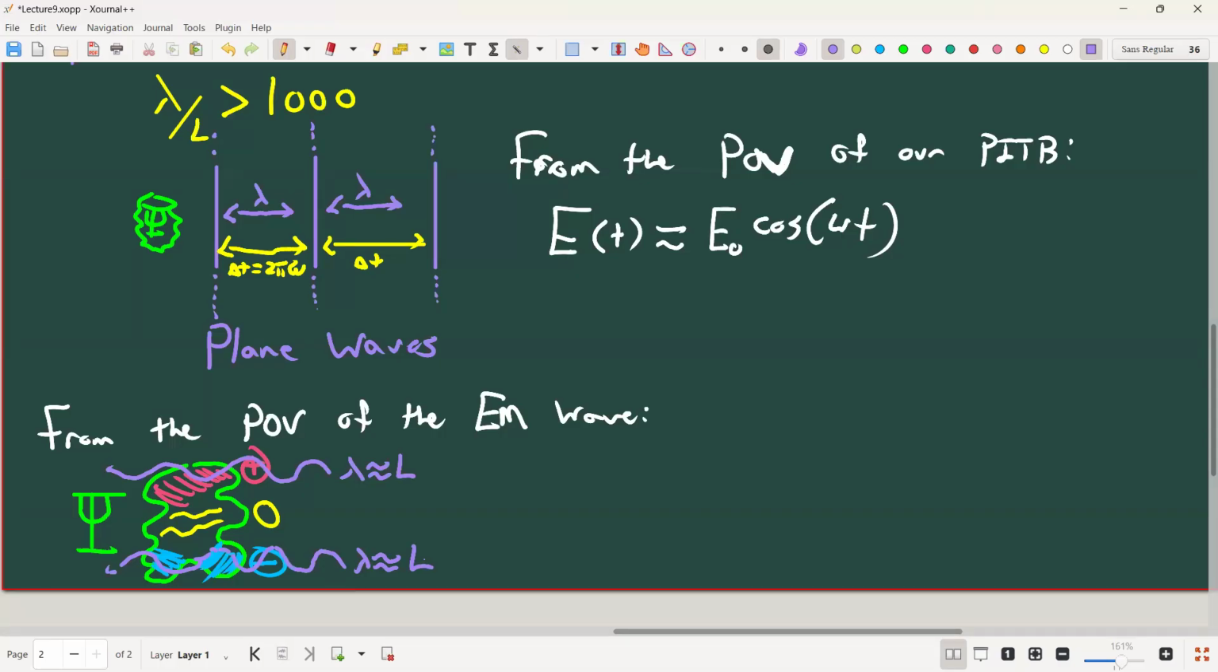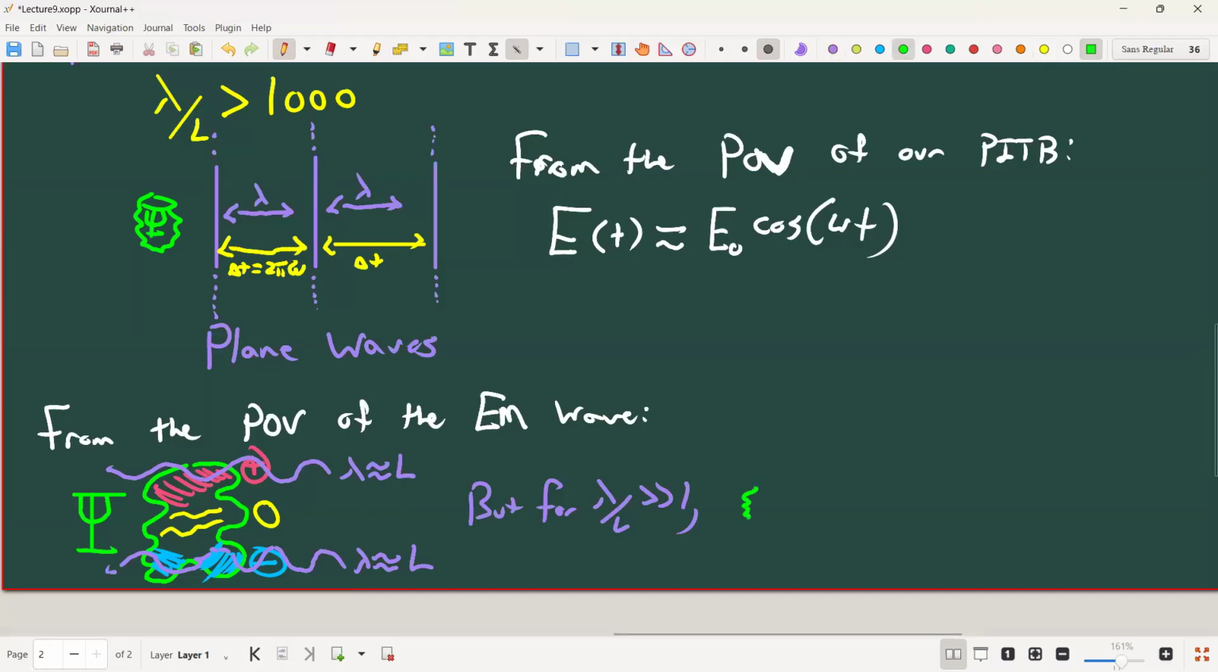But that's when the wavelength is on the length scale of the system. And here it's not. It's thousands, orders of magnitude. So for lambda over L much greater than 1, what does it actually look like? Well, it's this little box that has length scale L.